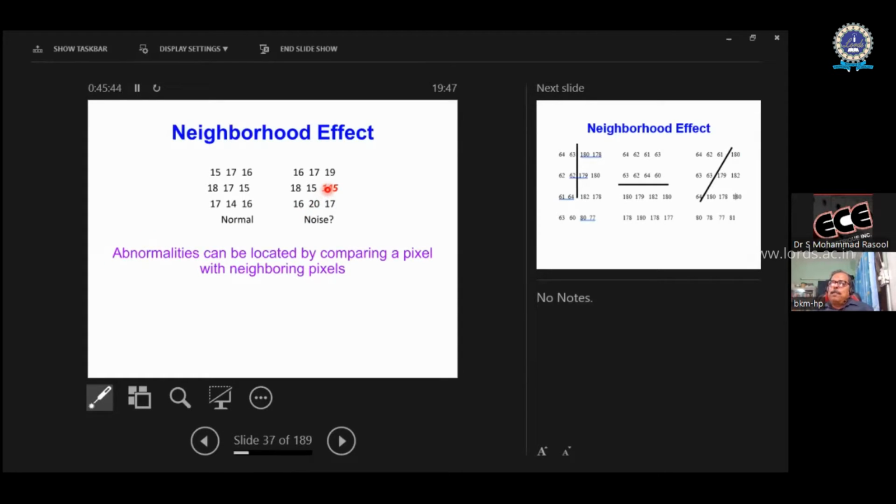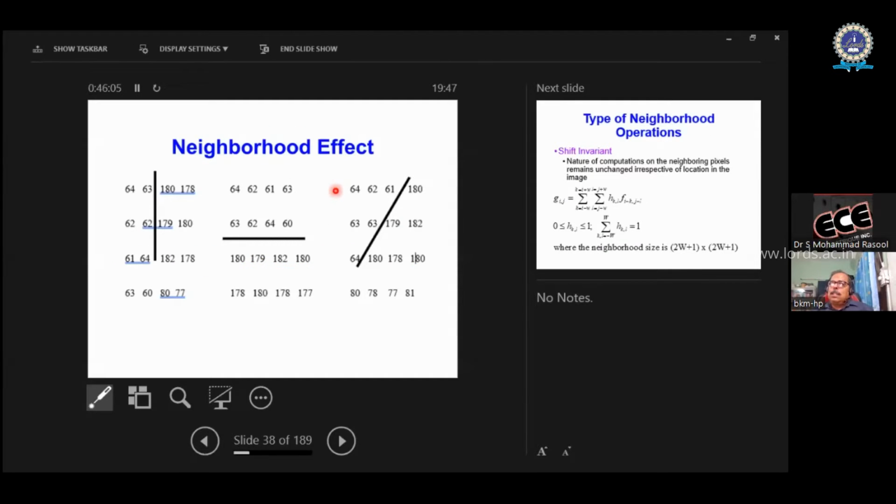Sometimes sensor malfunctioning can give you random noisy pixels like this. If you look at the pixel and the values of the neighbors, you can identify if there are any odd ones out. Similarly, you can also see if part of a neighborhood takes values in one range versus the rest of the pixels in the neighborhood, in a very different range of numbers.